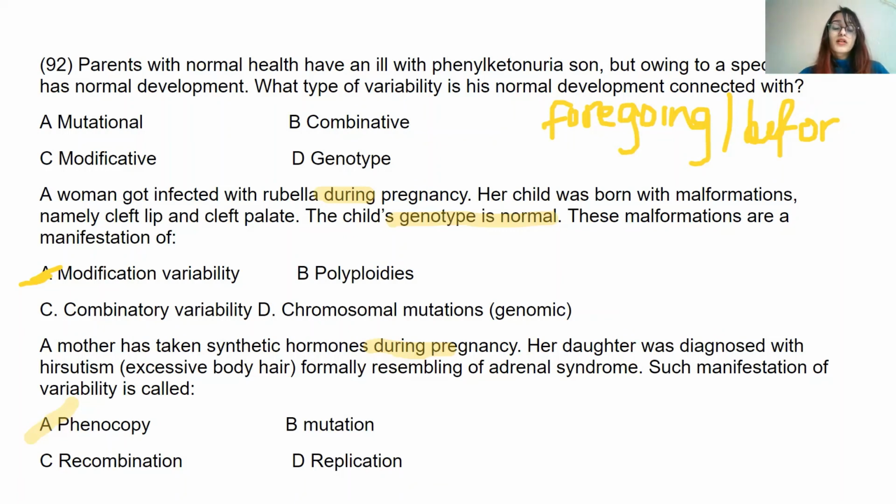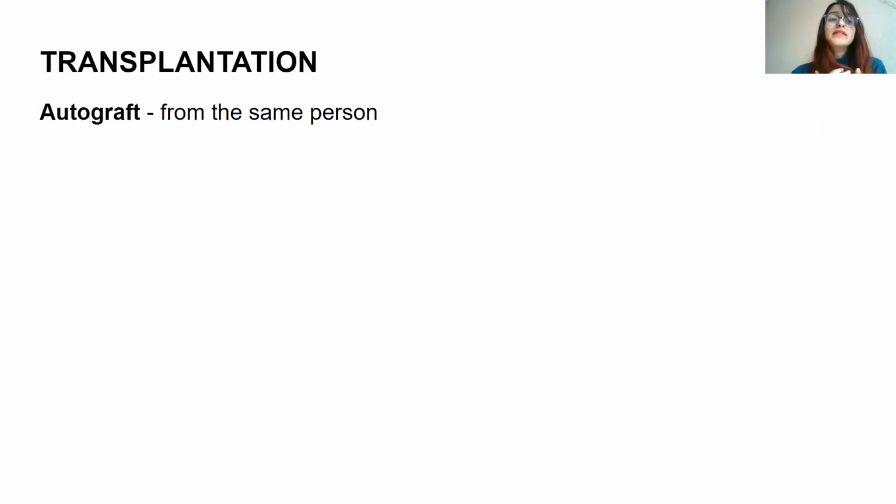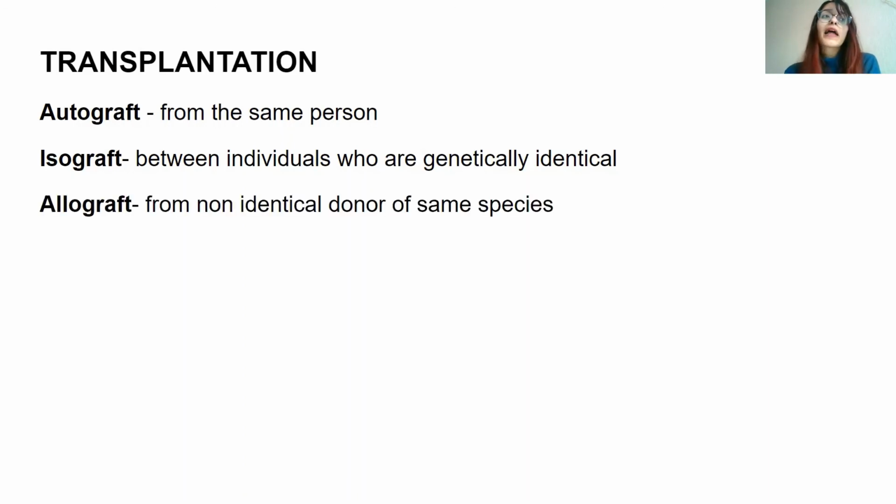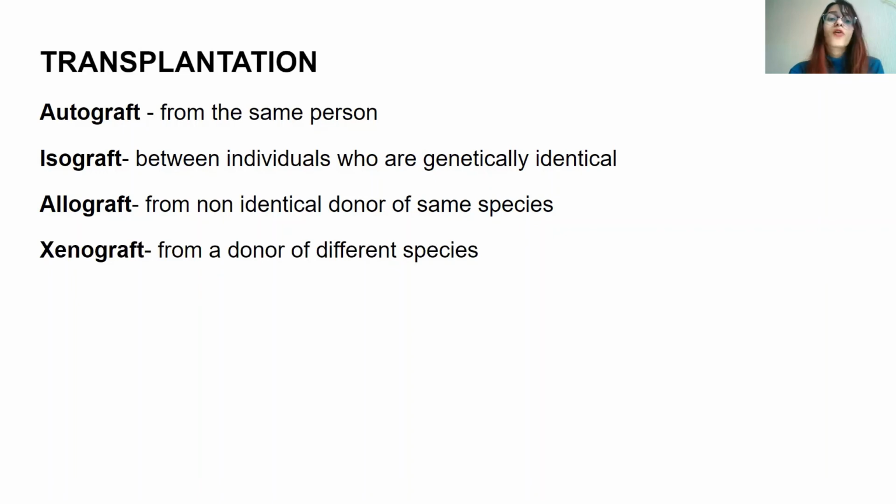So that was it for the variations. Moving on to transplantation very quickly, one minute. Auto means self, so autograft means the graft is taken from the same person. Isograft, iso means similar, so between individuals who are genetically identical. Allo means other, so from a non-identical donor of the same species. And xeno means from a donor of a completely different species.